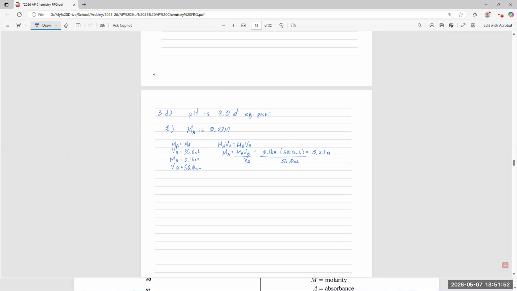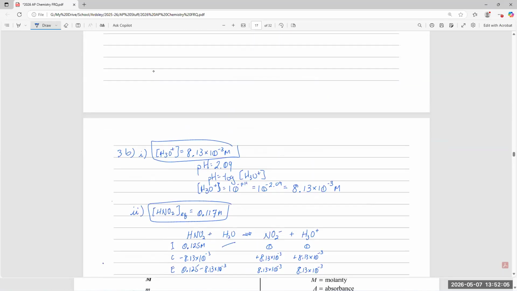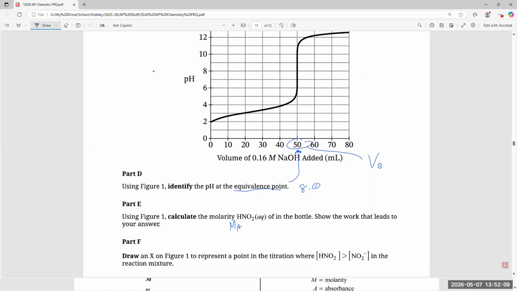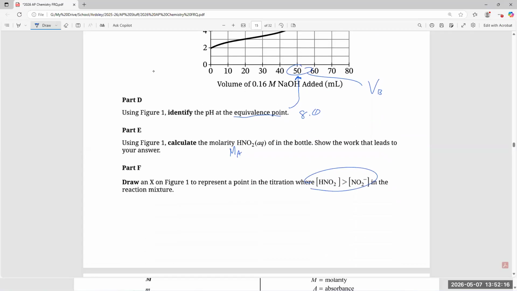Part F is draw an X. So I'm going to say F, 3C, figure 1. Let's go. It says here, draw an X in figure 1 to represent a point in the titration where acid is greater than base in the reaction mixture.